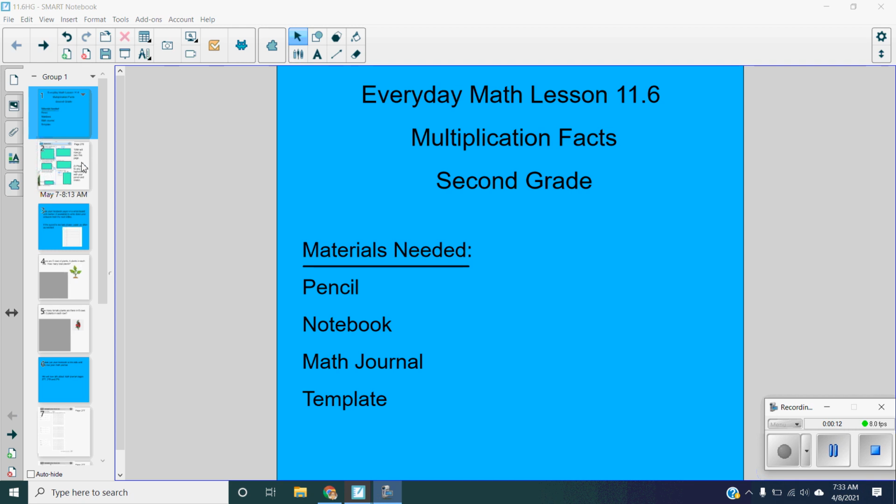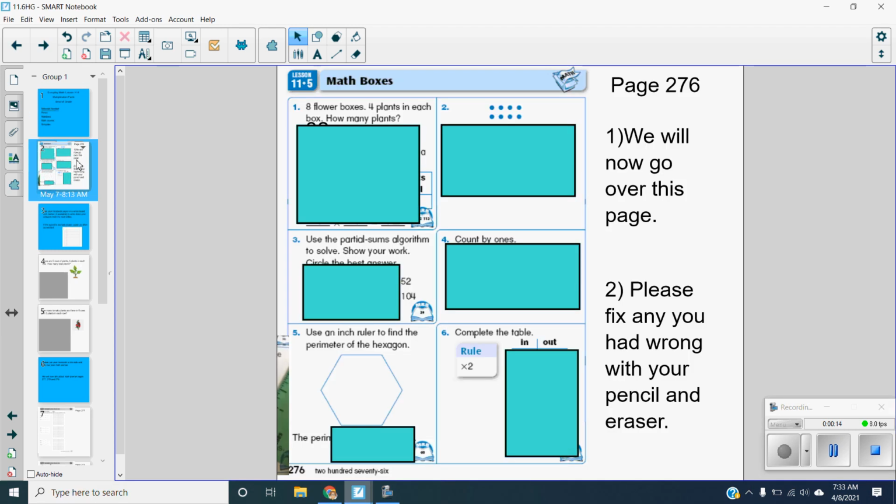Let's get started. The first thing that we're going to do is go over our math boxes from the previous lesson. So if you can open up your math journal to page 276. If you're noticing that you have any mistakes, please fix those with your pencil and eraser.